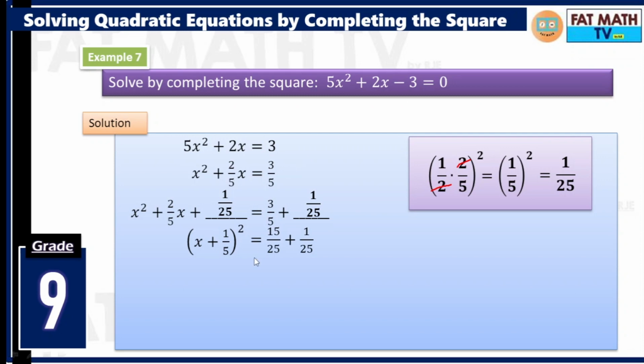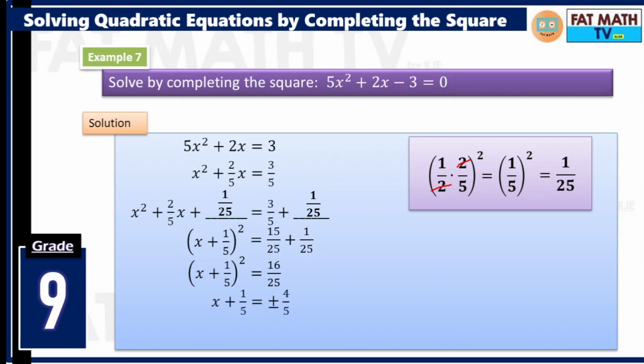So 25 divided by 5 is 5 times 3, that's 15. Then just copy this one. And for this one here, the square root of x squared is x. The square root of 1 over 25 is 1/5. So we have here x plus 1/5 squared. And then simplify the right side. You will get 15 plus 1, that's 16. So we have x plus 1/5 squared equals 16 over 25.